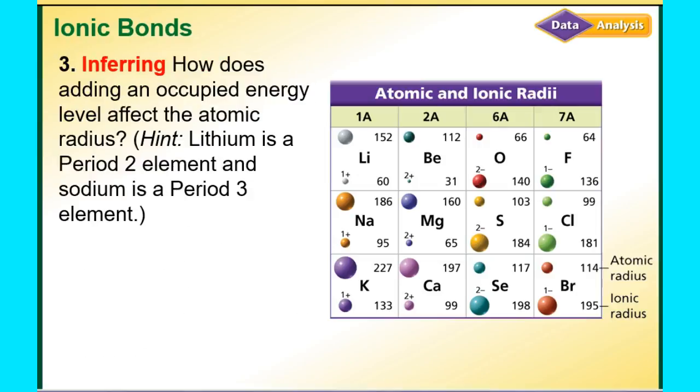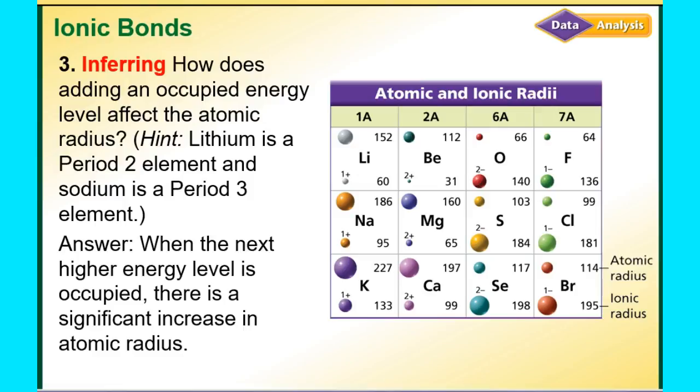How does adding an occupied energy level affect the atomic radius? Hint: lithium is a period 2 element, and sodium is a period 3 element. When the next higher energy level is occupied, there is a significant increase in atomic radius.